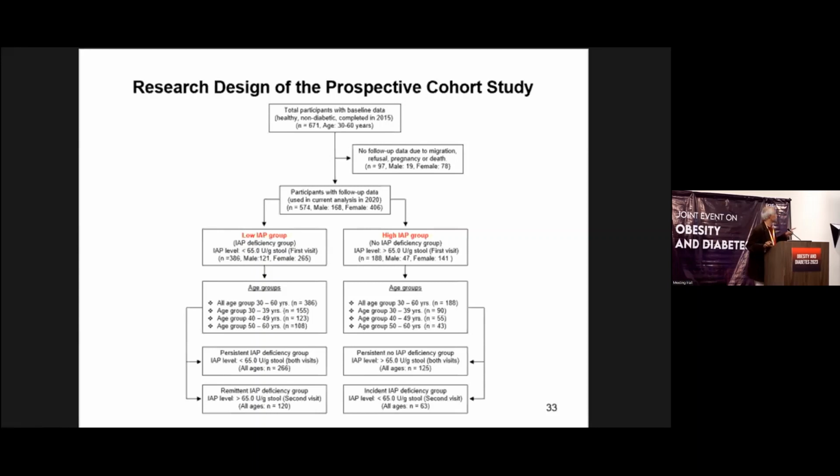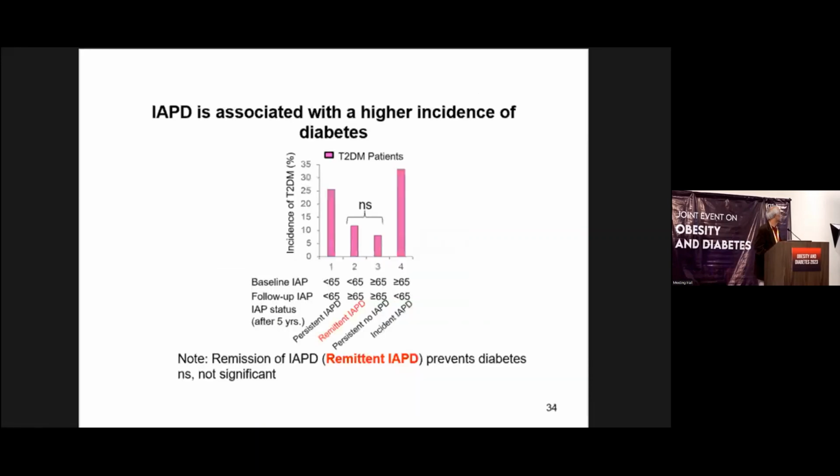Probably you cannot see that, but there are two groups. One is the low IAP group, red, and the other is the high IAP group. The low IAP group has less than 65 units, which is normal, as our case control study showed. And the high IAP group is more than that. We monitored the two groups for 5 years. And here is the result.